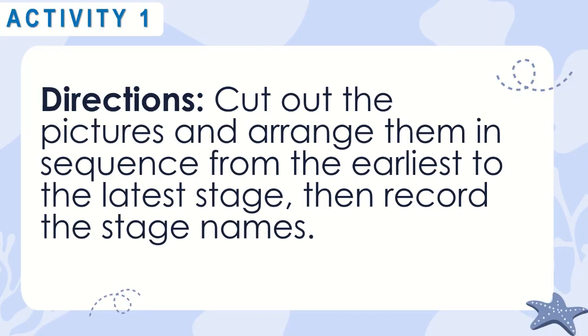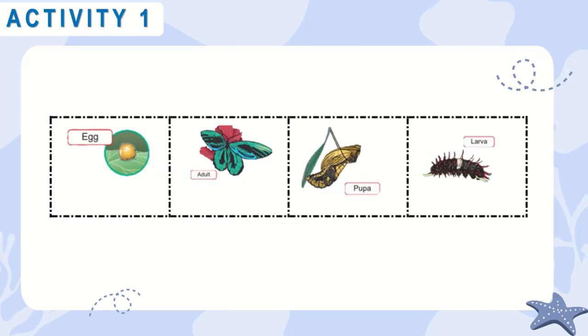For activity number 1, cut out the pictures and arrange them into sequence from the earliest to the latest stage, then record the stage names. Here are the pictures: egg, adult, pupa, and larva.